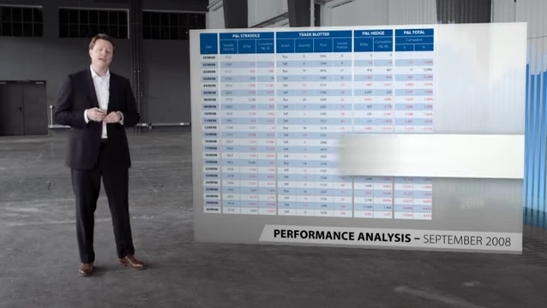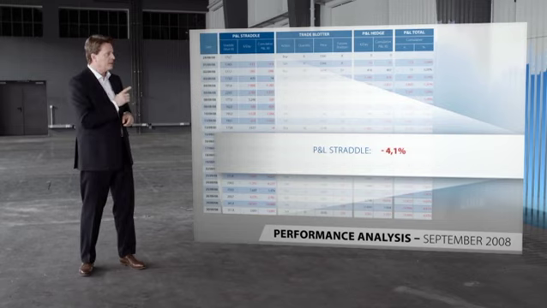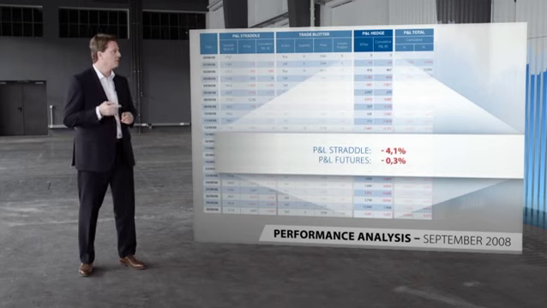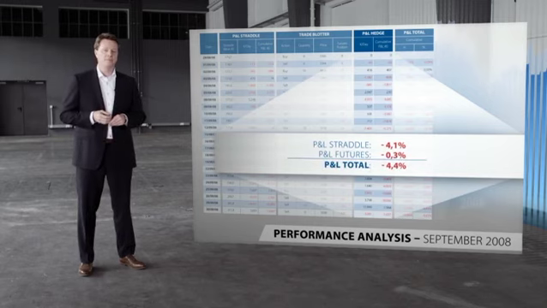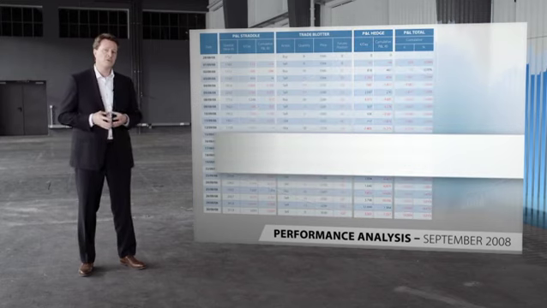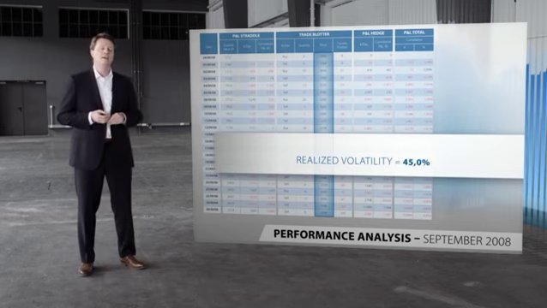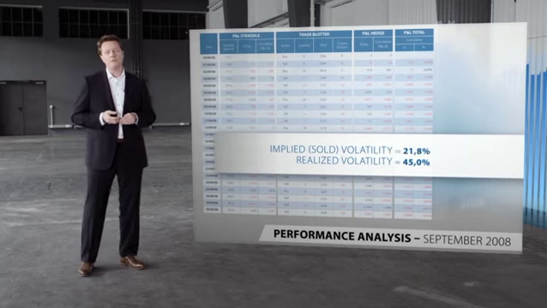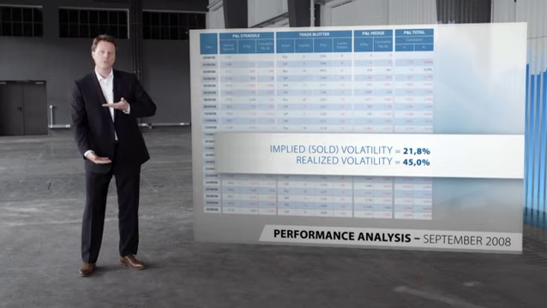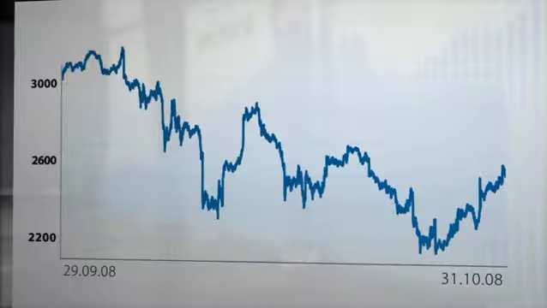This was a major crisis event with an extremely high realized volatility. Here we see the P&L of our straddle position. We lost 4.1% on the straddle. And in our hedge portfolio, we also lost 0.3% to end up with a total loss of 4.4%. Let us look now at what happens in terms of realized volatility. What we experienced in September 2008 was a market with a realized volatility of 45%. However, we had sold 21.8. Obviously, we must lose money when we sell 21.8 and realize 45.